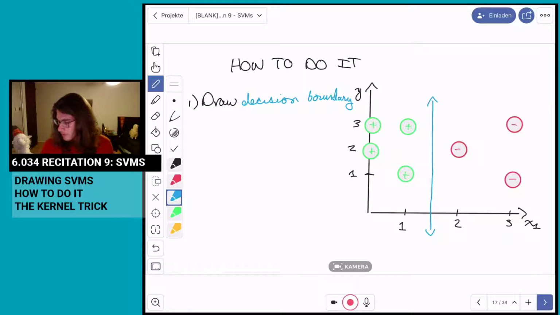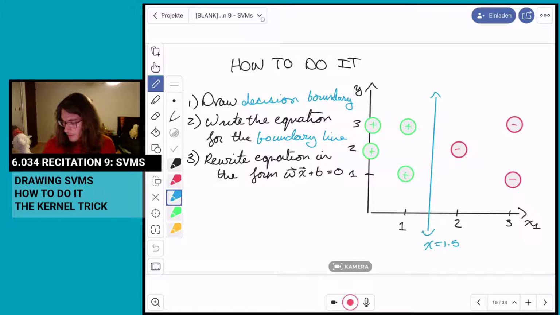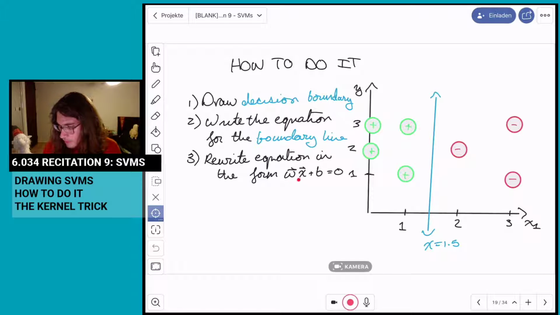Easy enough. And then I need to write the equation for the boundary line. And it's going to be x equals 1.5. I left it over here for reference. Now, and you'll remember this from the neural networks example, I need to rewrite the equation in a form that I may use. And in this case, it's in the form w vector x vector plus b is equal to 0.